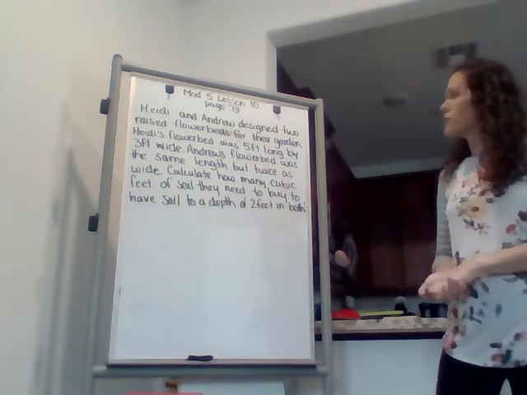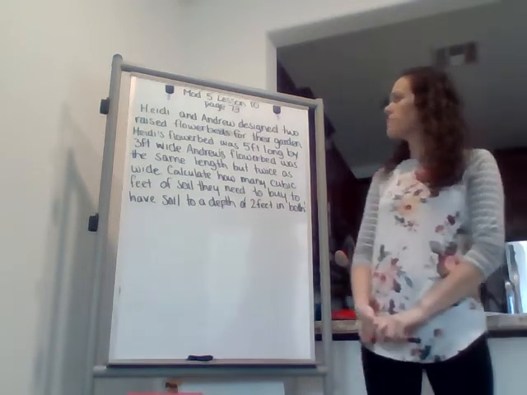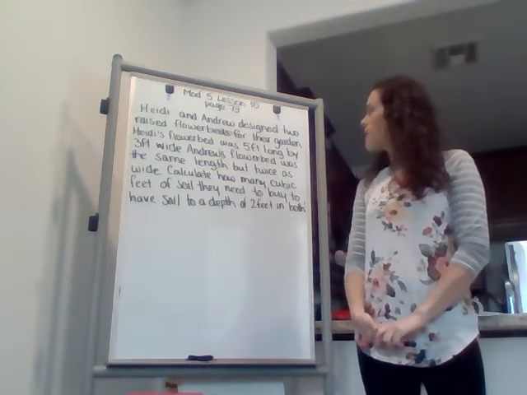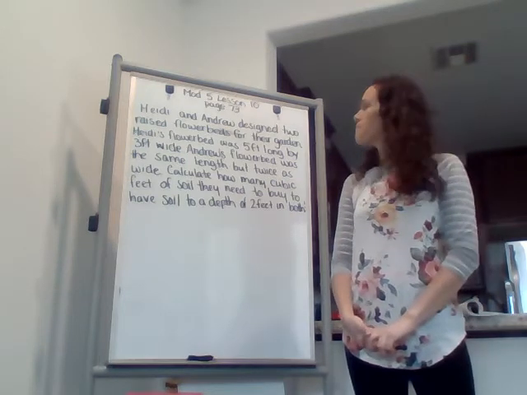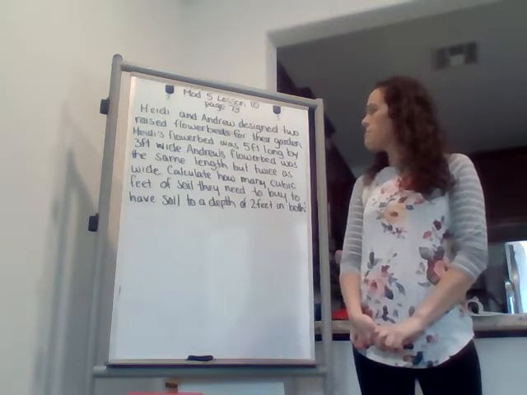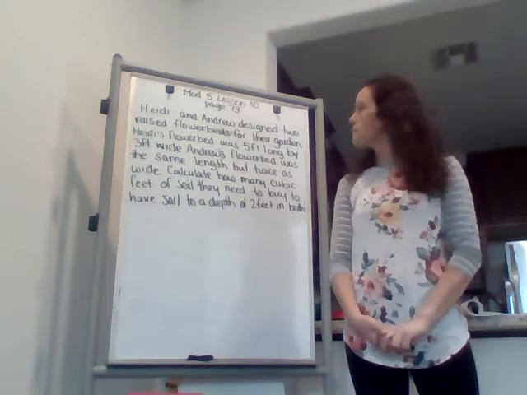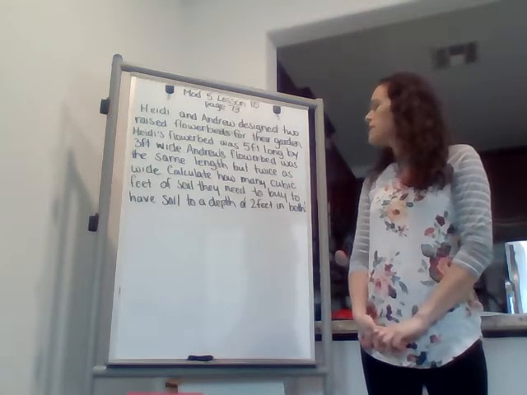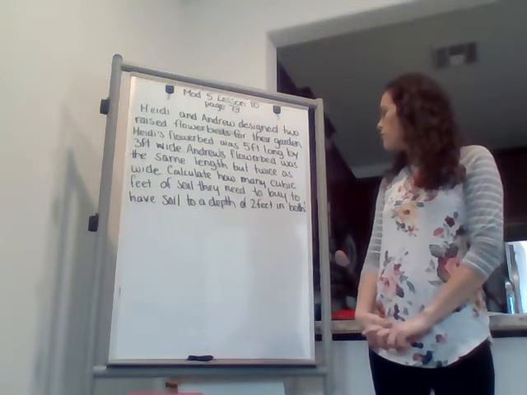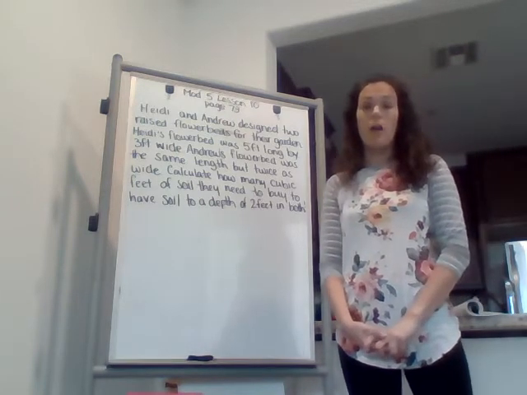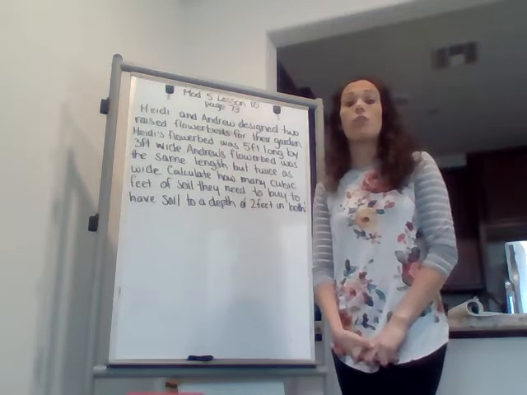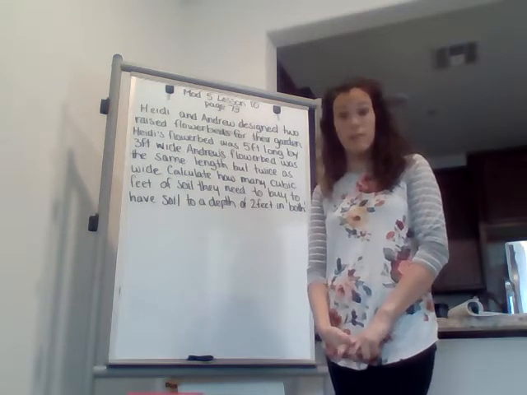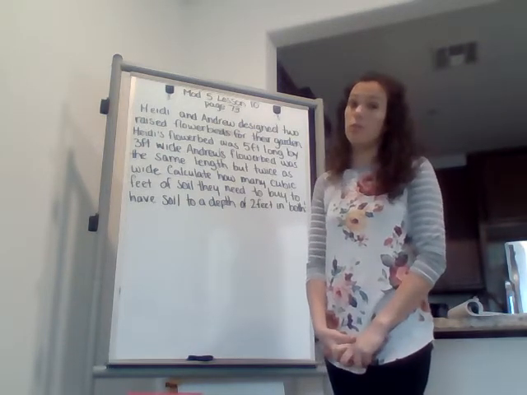Heidi and Andrew designed 2 raised flower beds for their garden. Heidi's flower bed was 5 feet long by 3 feet wide. Andrew's flower bed was the same length, but twice as wide. Calculate how many cubic feet of soil they need to buy to have soil to a depth of 2 feet in both. All right, please pause. Read it through one more time and think. Read it through a third time and circle those clue words.